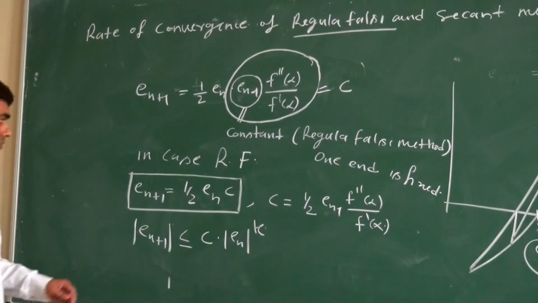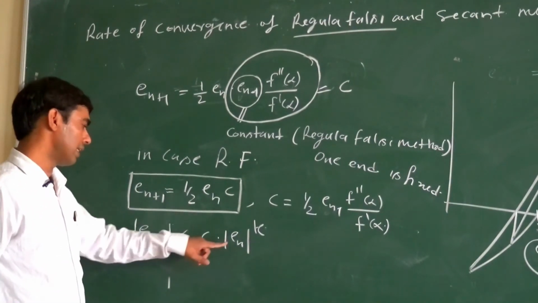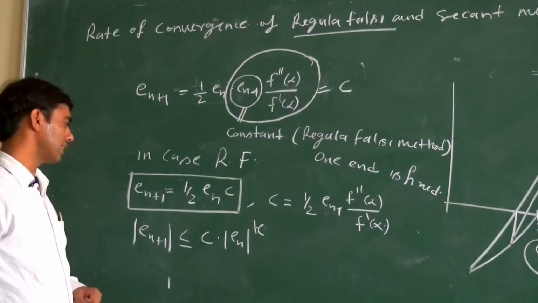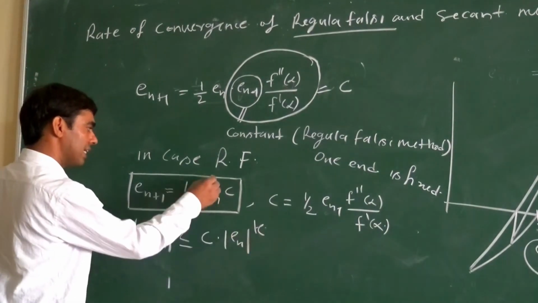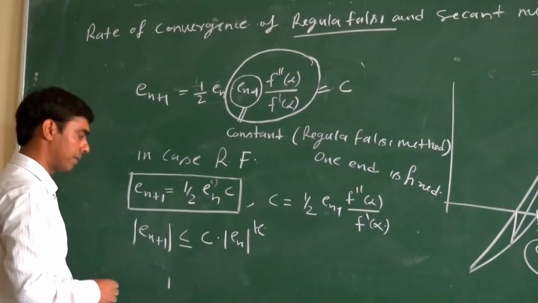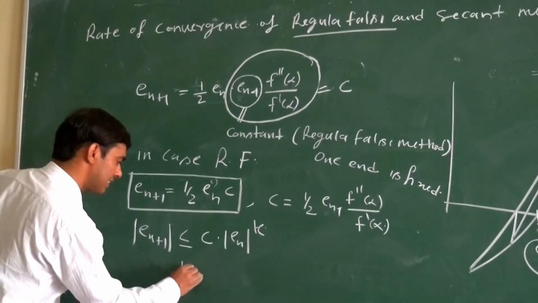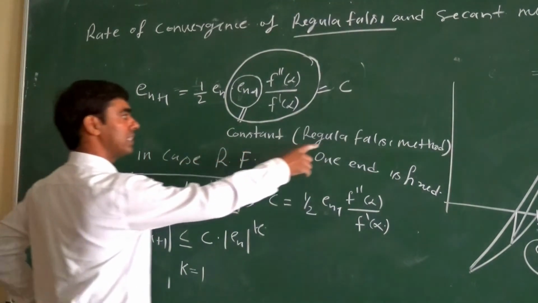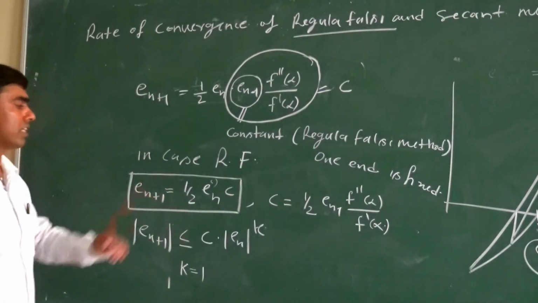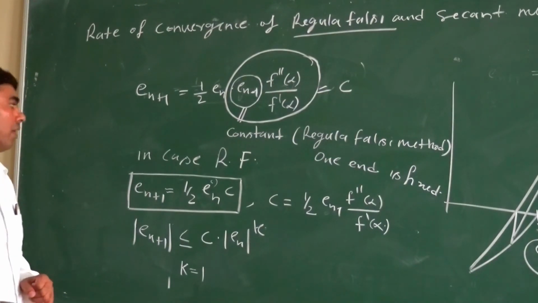Then k represents the rate of convergence. Now, what is the value of k here? The value of k is 1. So what is the rate of convergence of the Regula Falsi method? The rate of convergence of the Regula Falsi method is 1.